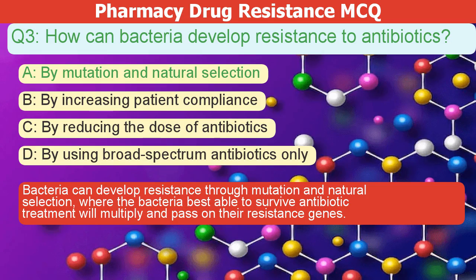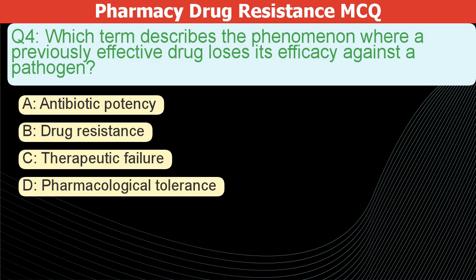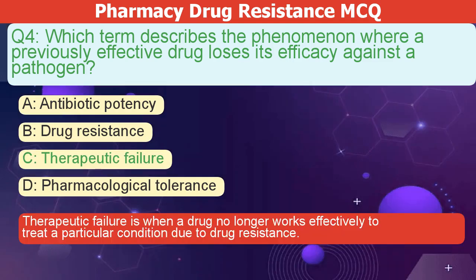Bacteria can develop resistance through mutation and natural selection. The bacteria best able to survive antibiotic treatment will multiply and pass on their resistance genes. Which term describes what happens when a drug that used to work against a germ stops working? A. Antibiotic potency. B. Drug resistance. C. Therapeutic failure. D. Pharmacological tolerance. The correct answer is C.